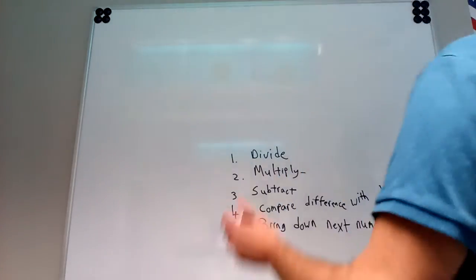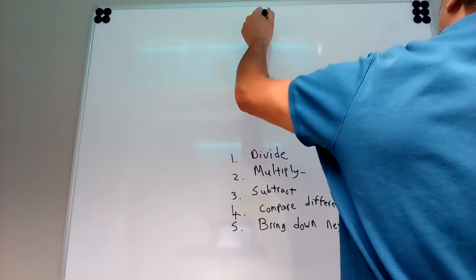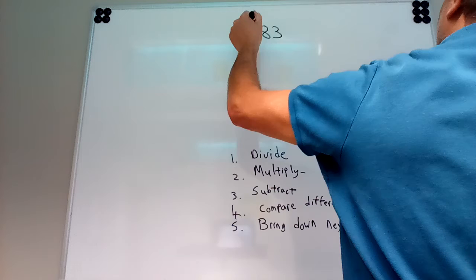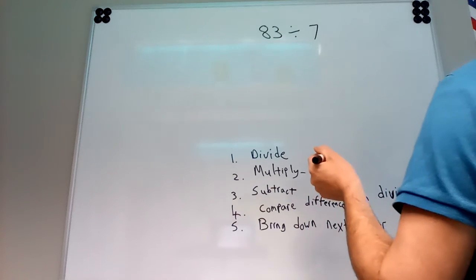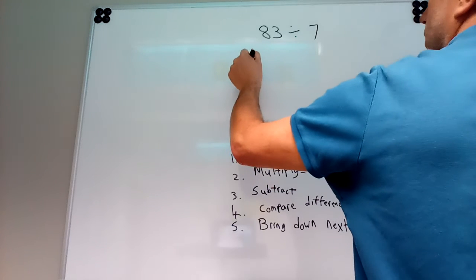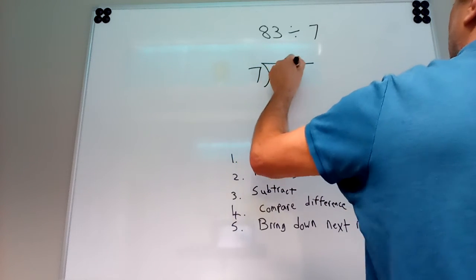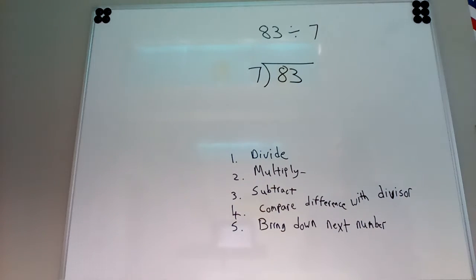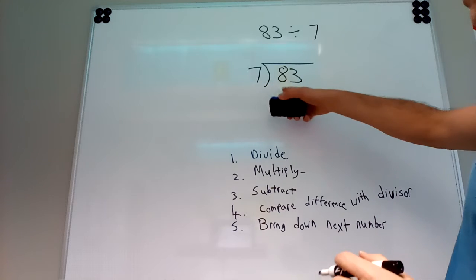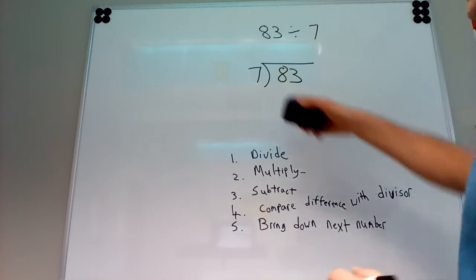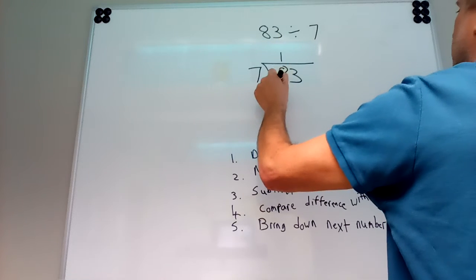I'm just going to pick a random number. I'm going to go 83 divided by 7. Okay, so 7 on the outside, 83 divided by 7. Well, now this is interesting. 7 will go into 8. Okay, so we're going to put our 1 here. It'll go 1 time. 1 times 7 is 7.